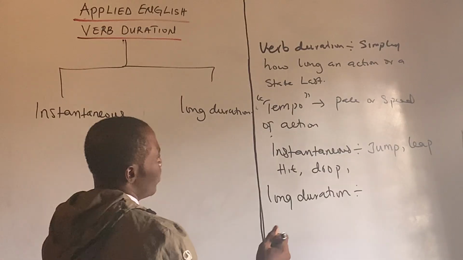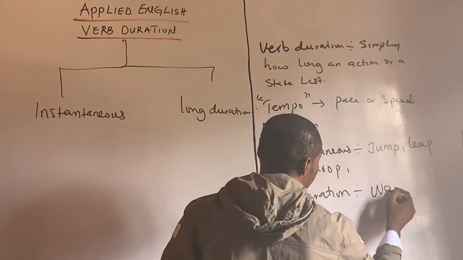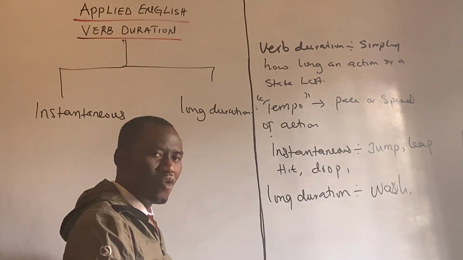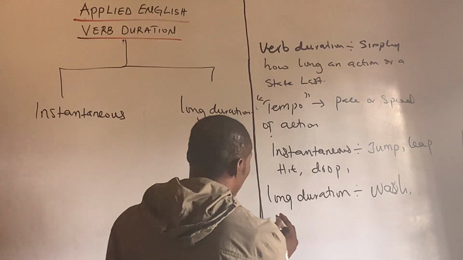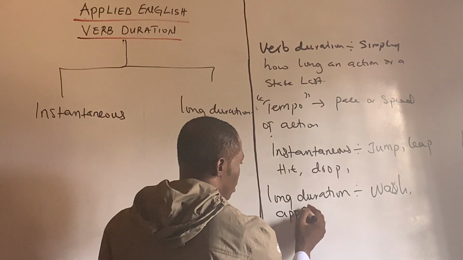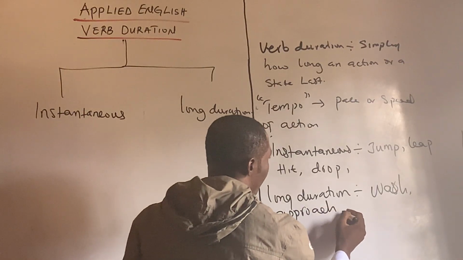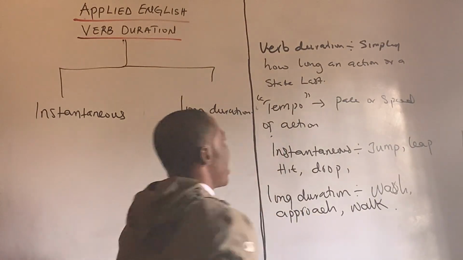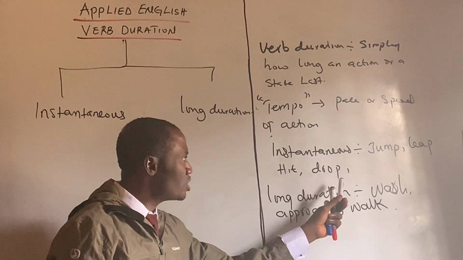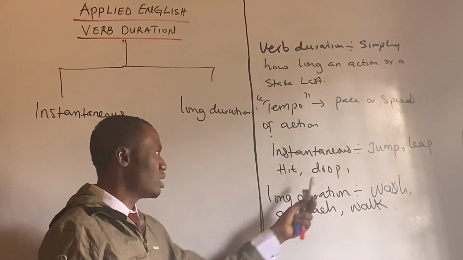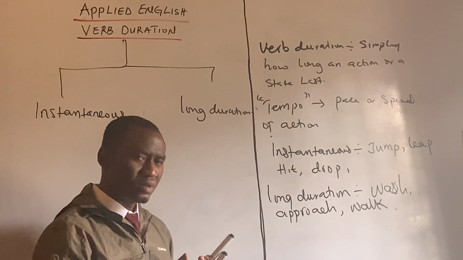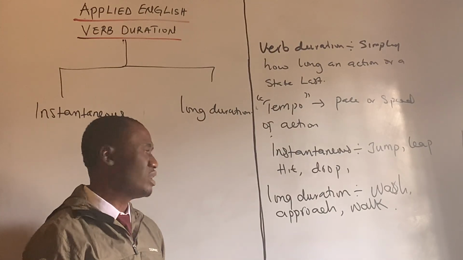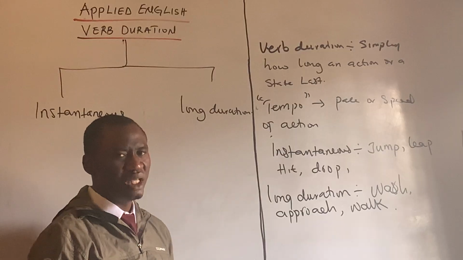So, for instance, we have wash, like washing of clothes or washing of dishes. We have approach. We have walk. Okay? And we have a lot of those. This is not all the long duration verbs we have. These are just a few out of many of those.